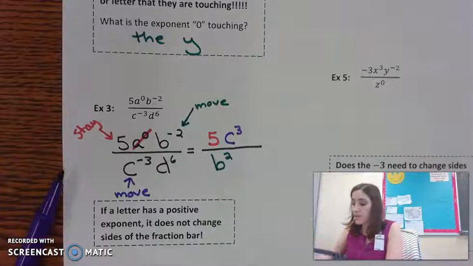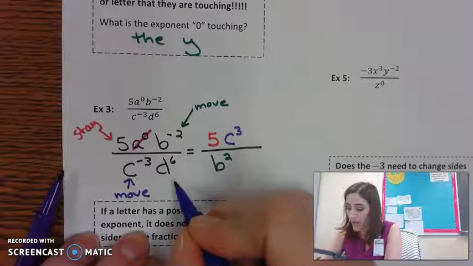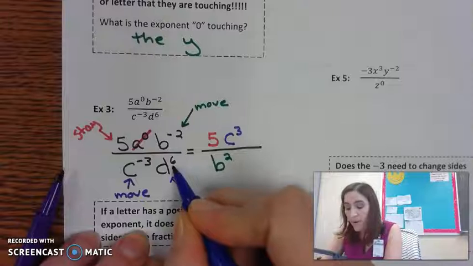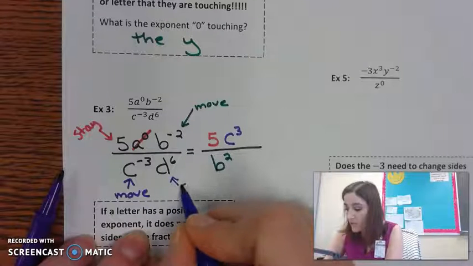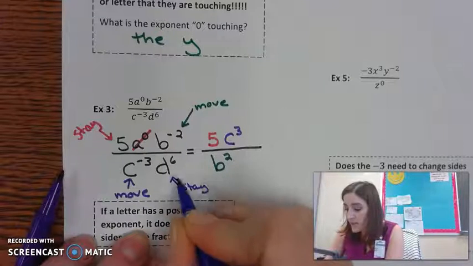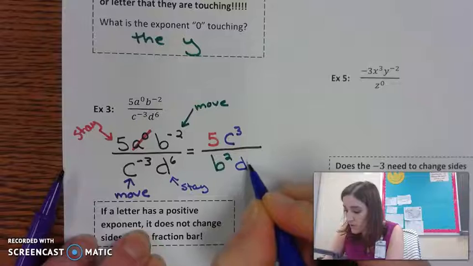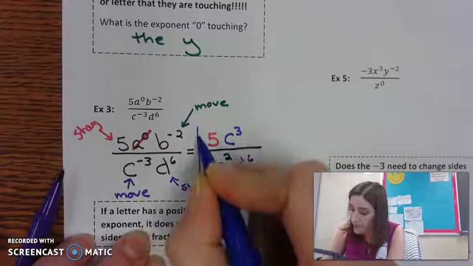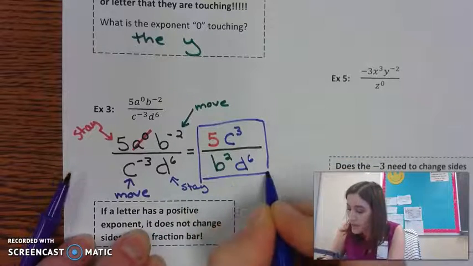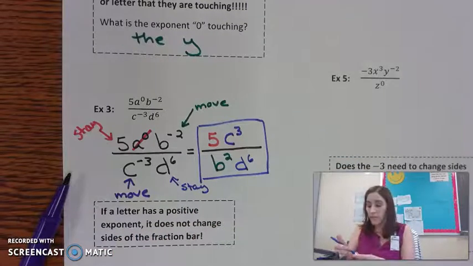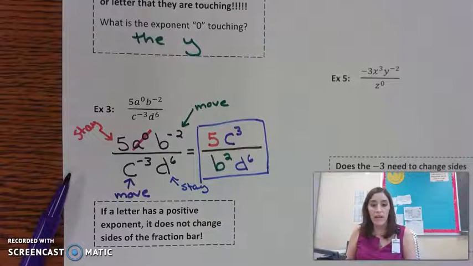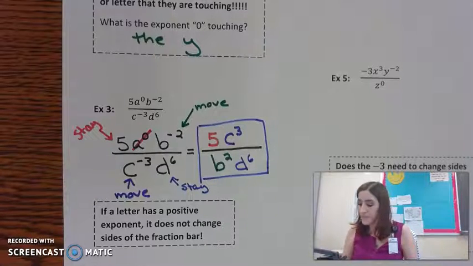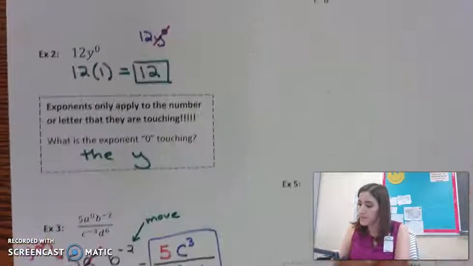Now the last term that we've got there is d to the 6th power. That one already has a positive exponent, so it does not move. It stays where it was. It's on the bottom of the fraction, so I'm going to put it back there, and I'm finished. So today you're going to know your problems are simplified whenever you do not have 0 or negative exponents.